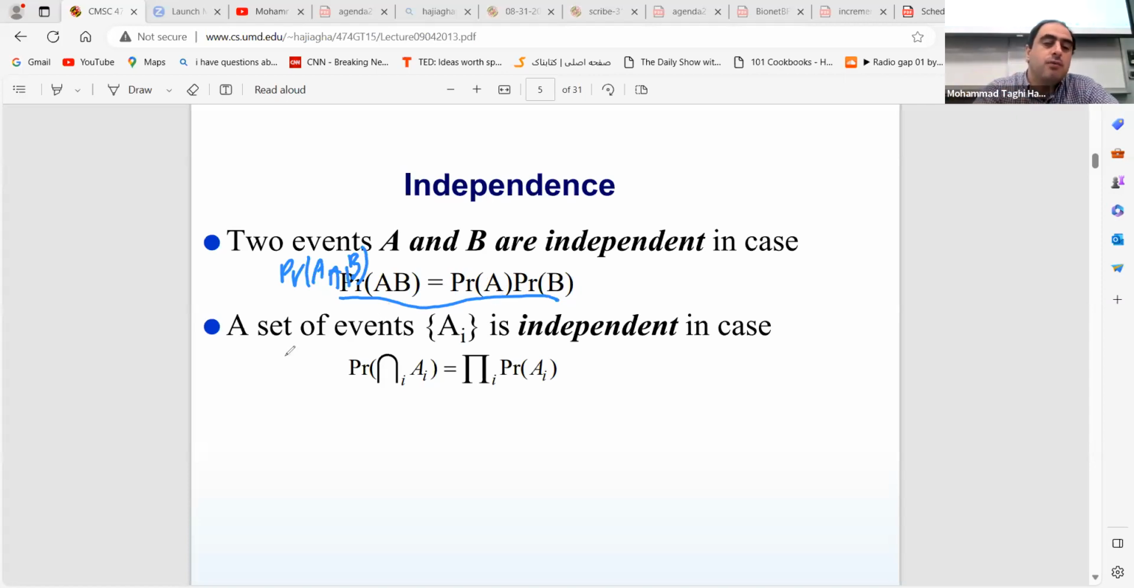And you can define this for more than one event. Again, we are using a lot of these notations in this class. As I mentioned, when you say A_i, if you don't put the indices, it means that there are some numbers from 1 to n that we are considering, and i is an integer between 1 and n. So a set of events A_i is independent if the probability of their intersection is equal to the multiplication of their probabilities.